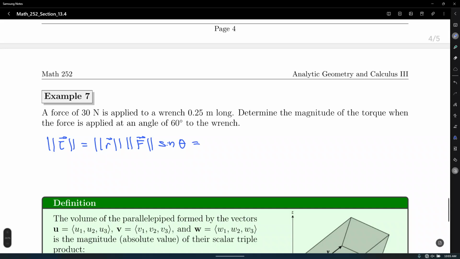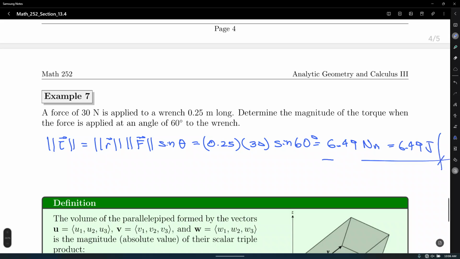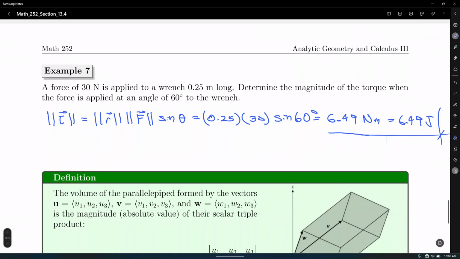So that's the magnitude of R, the distance 0.25, times 30 times sine of 60 degrees. And using a calculator, we should get about 6.49 newton meters. These are the same as joules, so 6.49 joules. Either one, joules or newton meters, is acceptable. Let me make this M look like an M. All right, very formulaic problems, nothing too crazy.